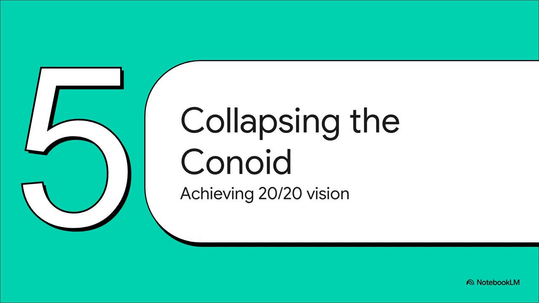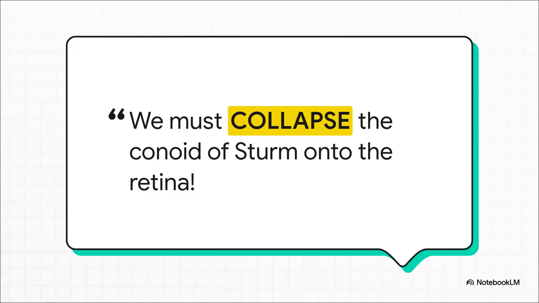Section 5. Collapsing the conoid. Achieving 20/20 vision. But listen, as attending physicians, we do not settle for least confusion. We want perfection. And here is a super common board trap. Moving the circle of least confusion to the retina is not the ultimate goal. Why? Well, because the image is still a blurry circle. If we wish to truly optimize vision, we must utterly collapse the conoid of Sturm entirely onto the retina. We have to force those two separate focal lines back into a single razor-sharp focal point.